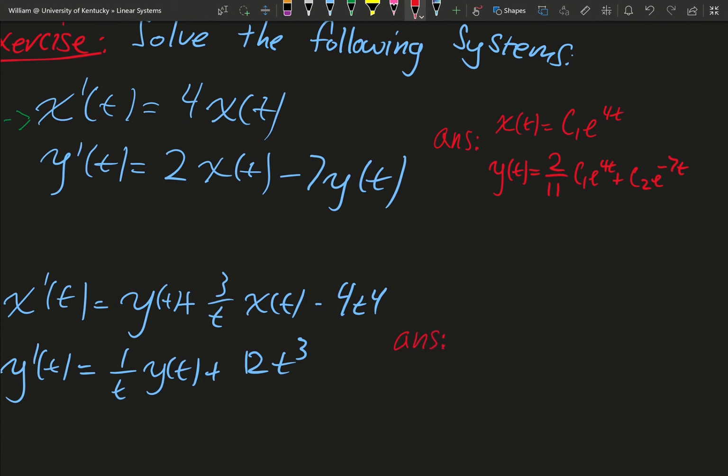All right, so for the second one, you should have solved for y first and gotten c1t plus 4t to the 4th. And then using that info, x would have been negative c1t squared plus c2t cubed.